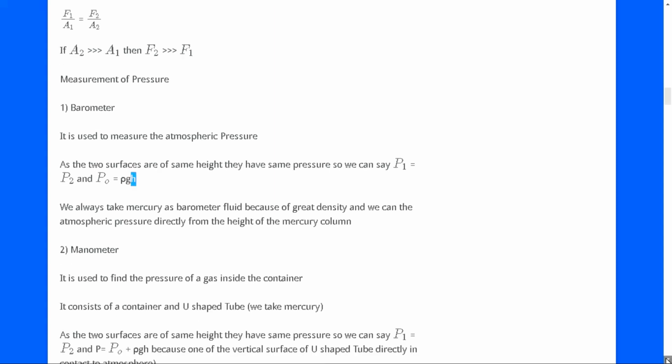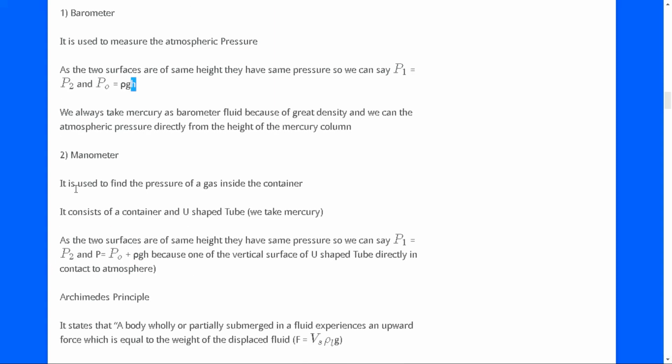Now we will see the manometer. Manometer is used to find out the pressure of the gas inside the container. It consists of a container and a U-shaped tube, and in the U-shaped tube we take mercury. As the two surfaces are of the same height, their pressure is the same. So P is equal to P naught plus rho gh, because one of the vertical surfaces of the U-shaped tube is directly in contact with the atmosphere.